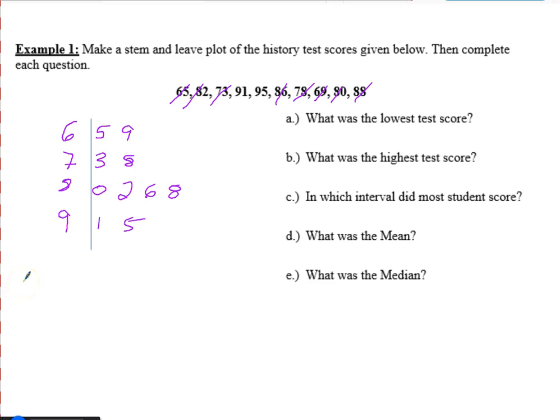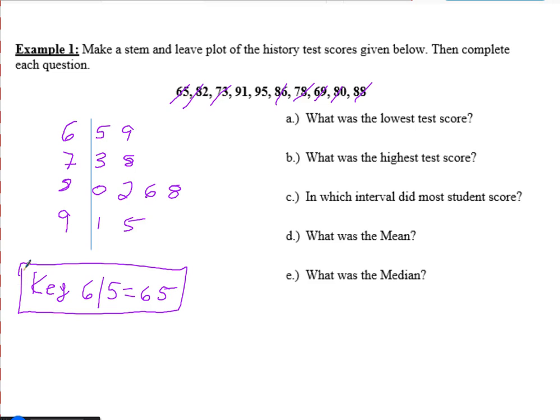So the first thing, before I move on to answer these questions, I have to make sure I put my key. So my key here is going to be: 6 line 5 represents 65. Again, make sure you do your key anytime.